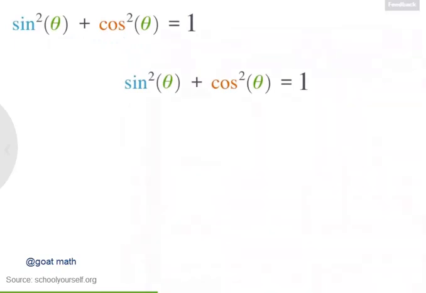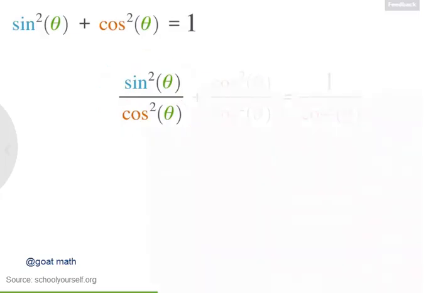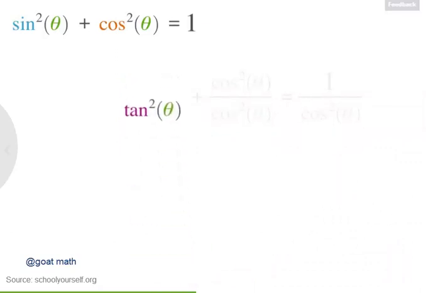Let's find some more identities. First, let's look at what happens if we divide both sides of this equation by cosine squared theta. Let's look at this first term over here, sine squared theta over cosine squared theta. How can we rewrite this fraction? Right, it's tan squared theta.